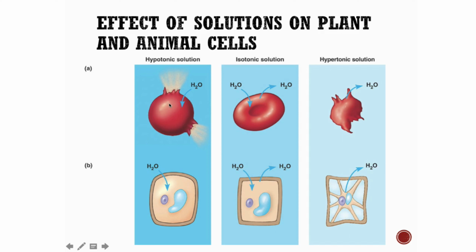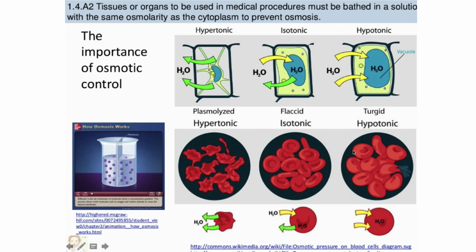When it comes to a hypotonic solution, it means that inside the cell there's a higher solute concentration, but outside there is more water, so the water will move into the cell and the cell will become bigger and swell. When it comes to a hypertonic solution, it means that the external environment has a higher concentration of solute, so the cell will lose water, the water will flow out of the cell, and that's why the cells will shrink. So, the importance of osmotic control.